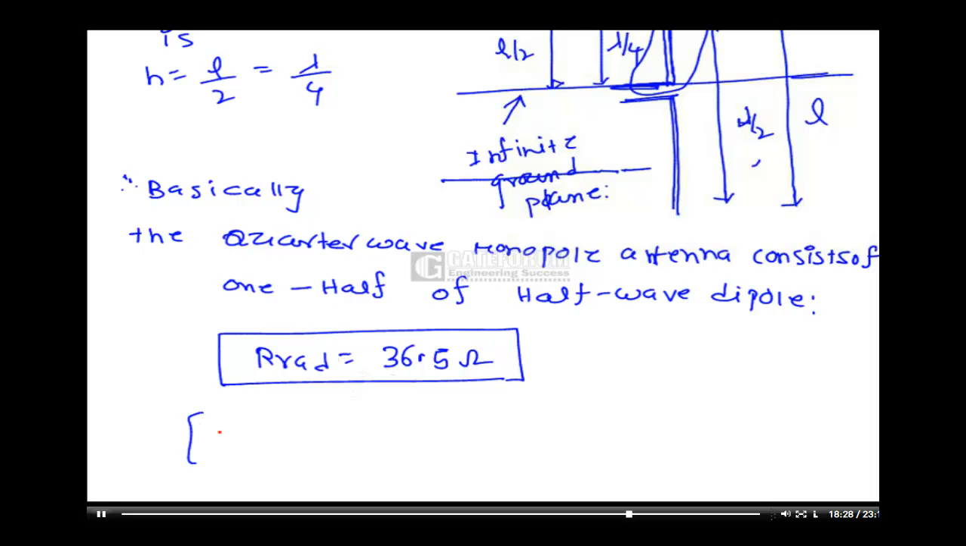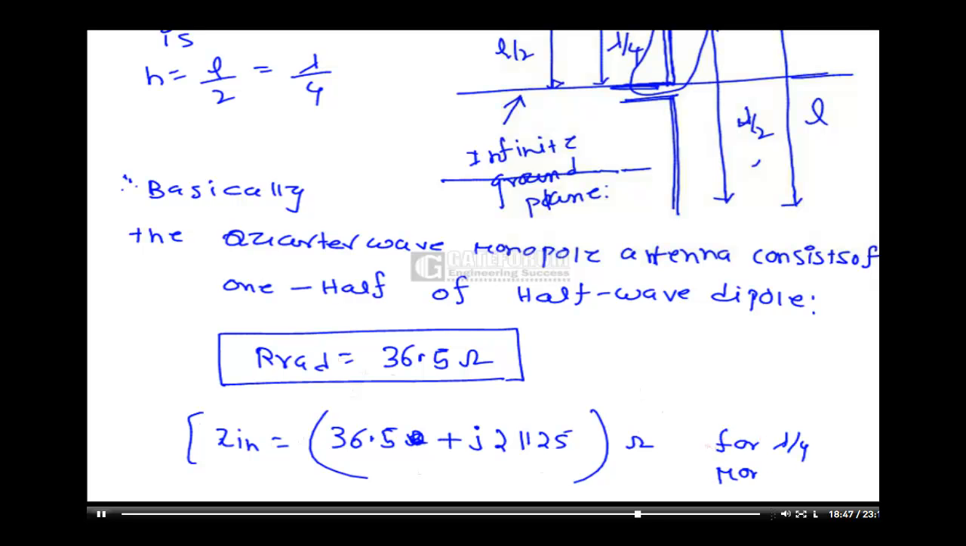And the input impedance Zin is given by 36.5 plus j21.25 ohms, exactly half, for a lambda by 4 monopole. So this is the quarter wave monopole.